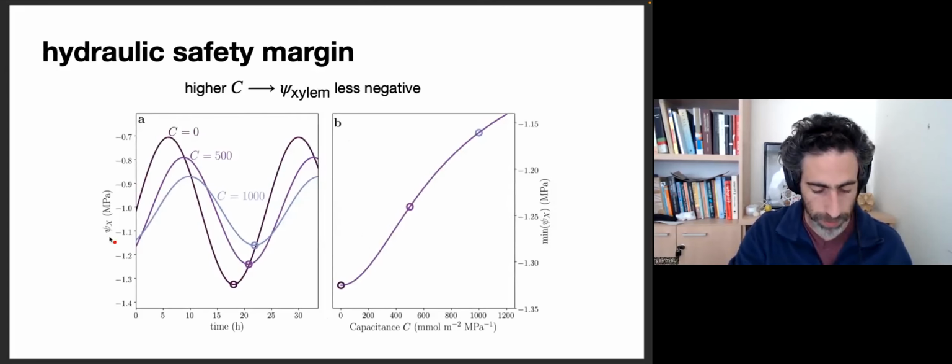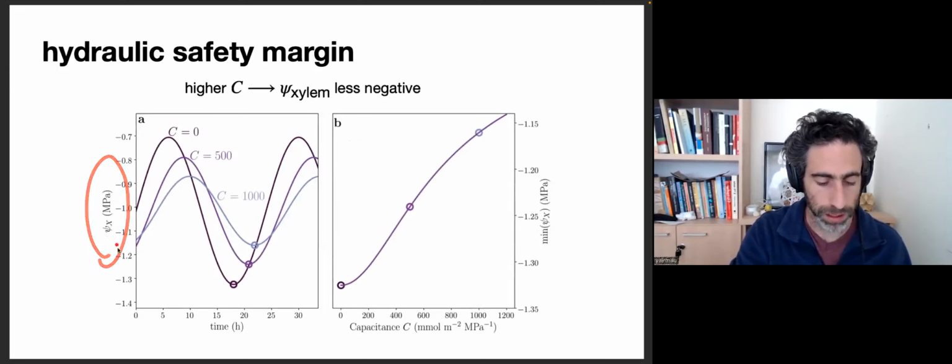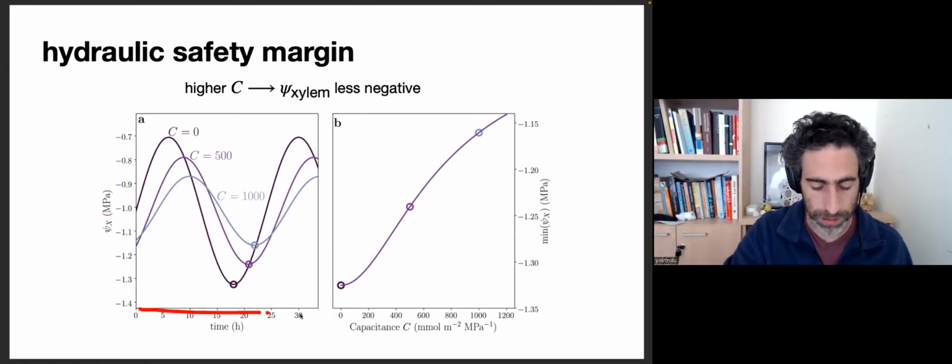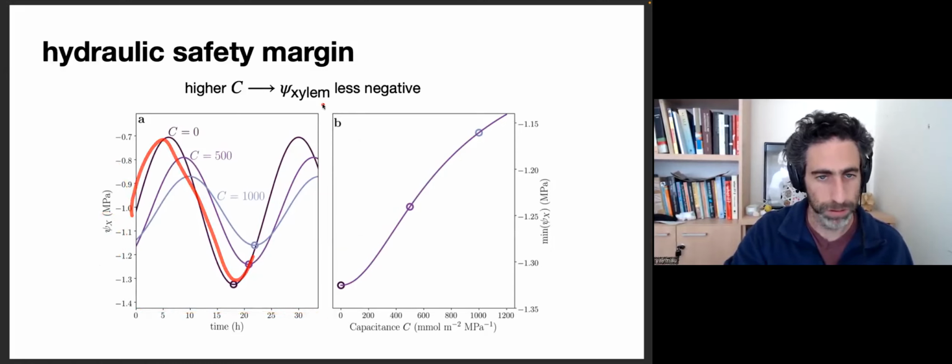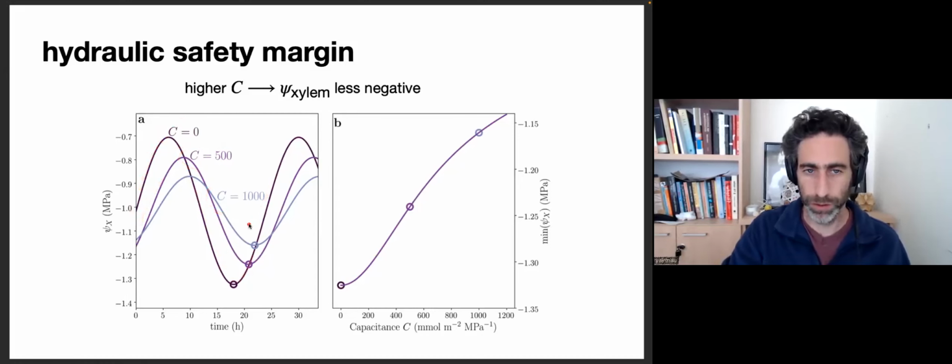Here in this graph, I have the water potential here, psi x, so the water potential in the middle of the tree, as a function of time. And it goes up and down during the day. Now here I have three curves, each for a different value of the capacitance of my storage unit.